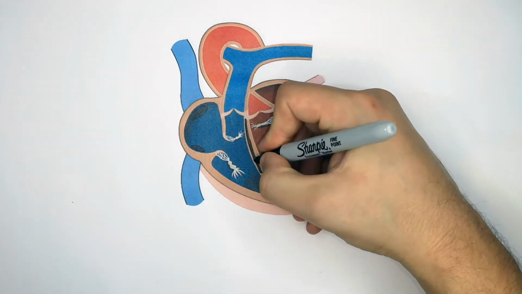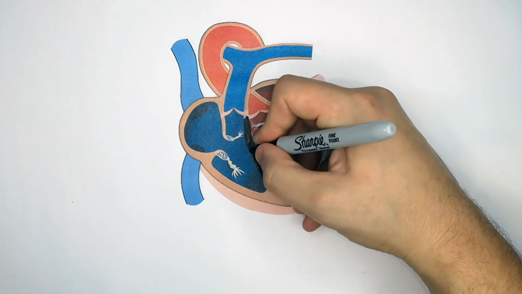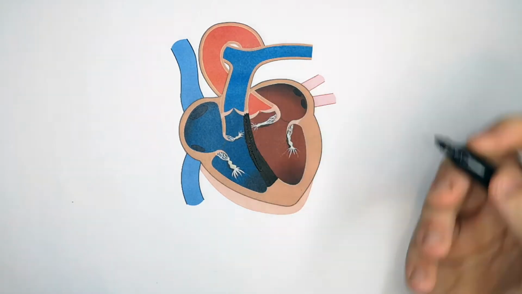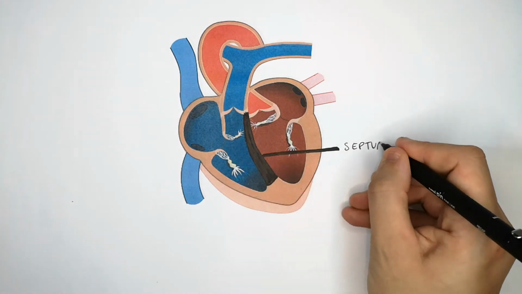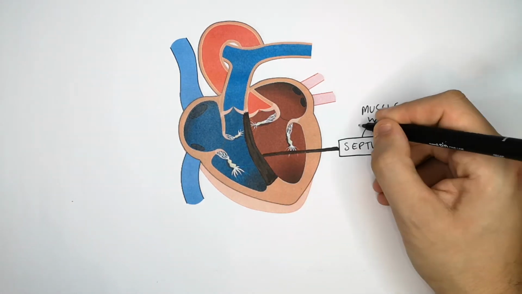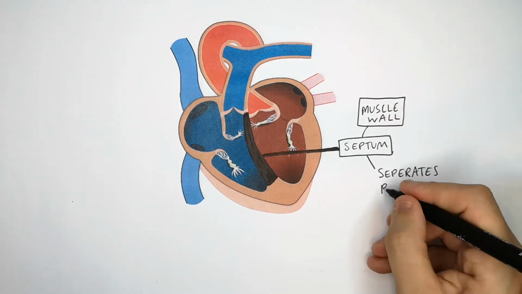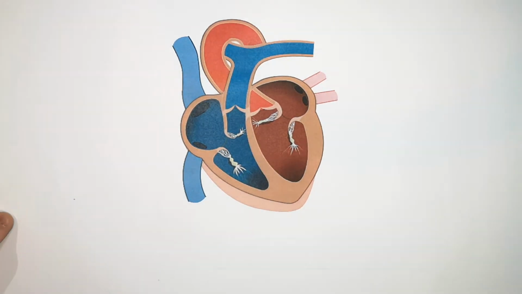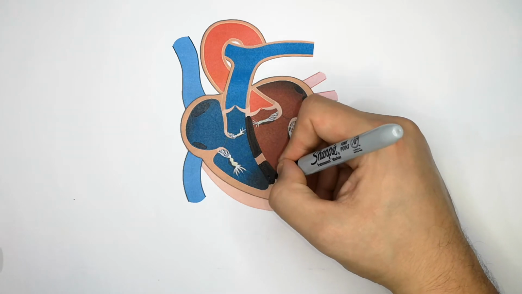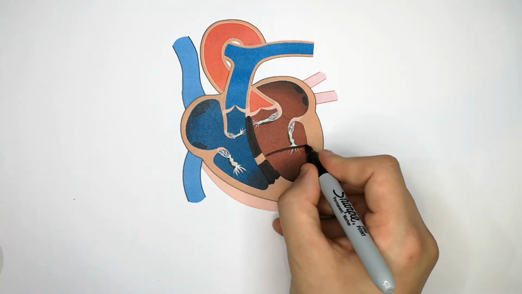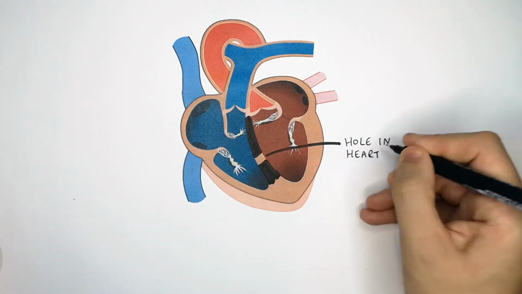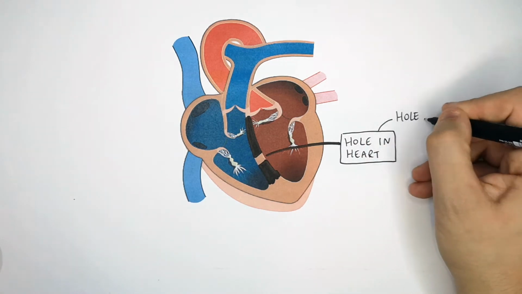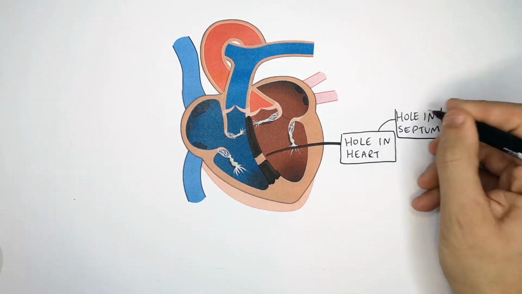This here is the septum. The septum is a muscle wall that separates the right and left side of the heart. So remember, the septum is a muscle wall that separates the right and left side of the heart. I'm now drawing a hole in the septum. This here is the hole that exists in the septum between the left and right side of the heart. So it's the hole in the septum.